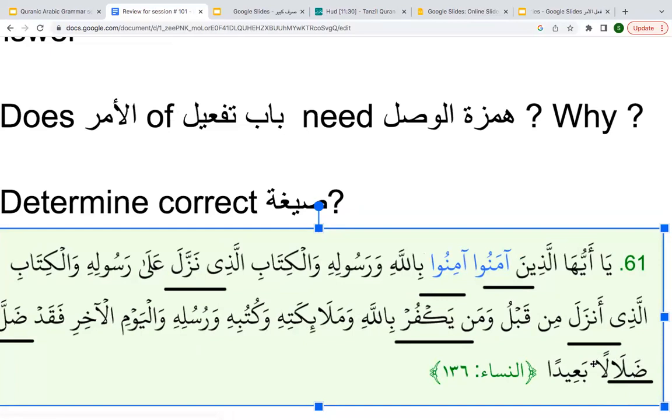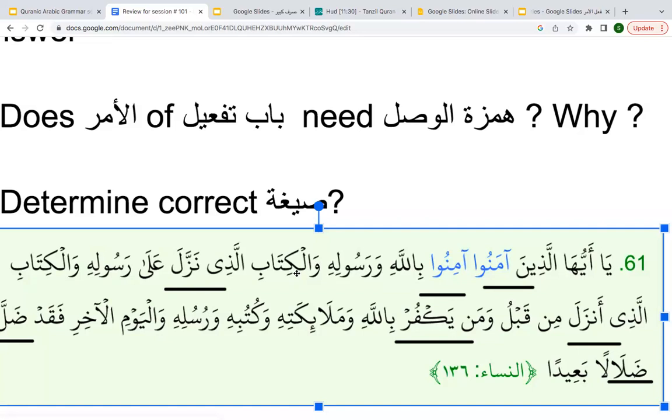Because we have already done the test on the maf'ulat al-khamsa, what do you think? Dalalan is maf'ul mutlaq. Do you all agree? It shares the same root letters as the root letters of the fi'l. It is there to emphasize, and to tell you what kind of misguidance, right? So, alhamdulillah. Okay.